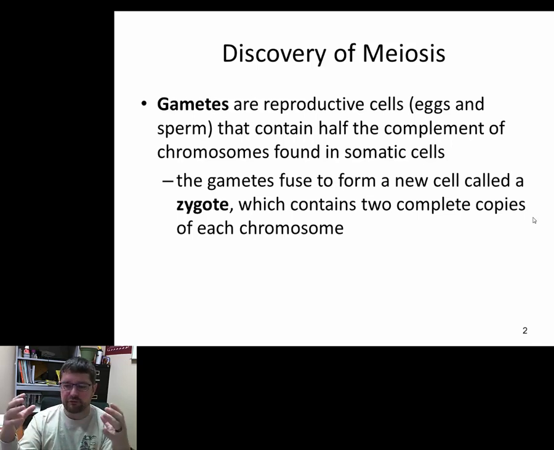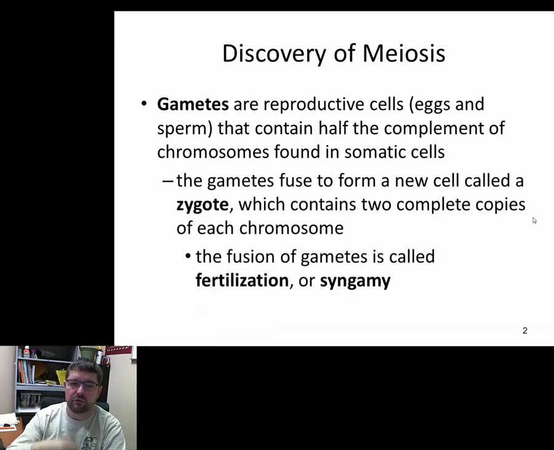Now the result of that fusion of the gametes is called a zygote. We know what the fusion is called. We normally call it fertilization. And there's lots of other terms for this: pollination, syngamy. It's really just the fusion of gametes.